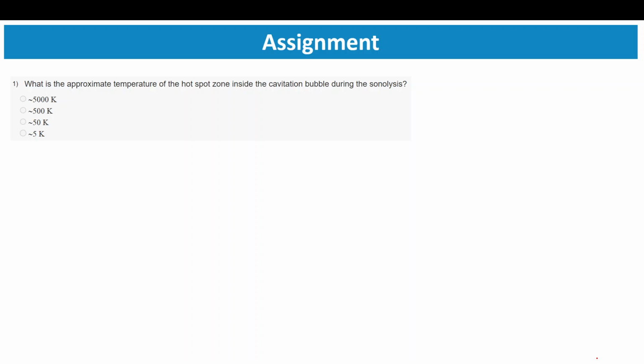Let's start the assignment. The first question is, what is the approximate temperature of the hotspot zone inside the cavitation bubble during sonolysis? Sonolysis, as we mentioned, has very high temperature and pressure inside the bubble that causes high energy generation of 5,000 Kelvin. Yeah, correct. Because of very high temperature and pressure, usually in the range of 5000 Kelvin, it will cause radical formation. So A is the correct answer. Yeah.